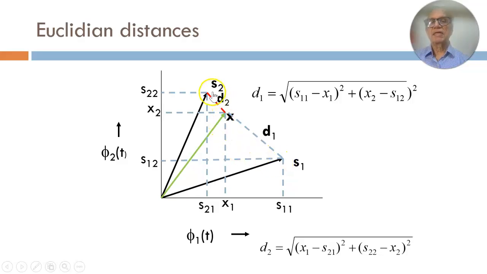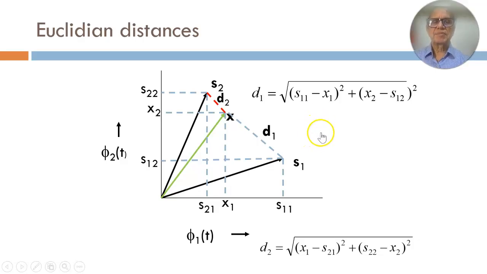Similarly, you can calculate the geometric distance between the received vector and S2. So that is D2. And then you go on calculating these distances with all possible constellation points and then choose the one which has the minimum distance. So that is another way of detecting which particular waveform was transmitted. Okay.